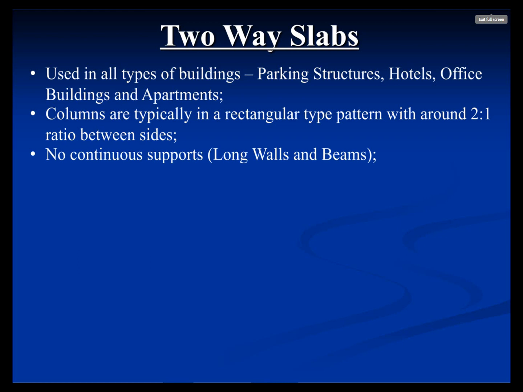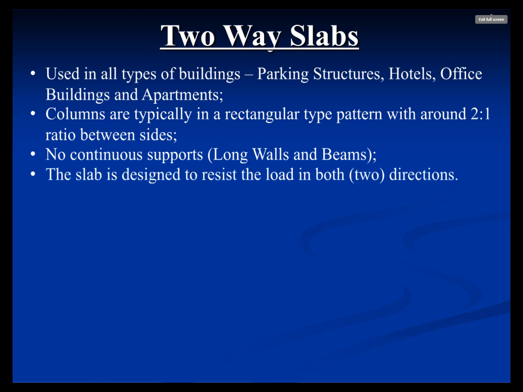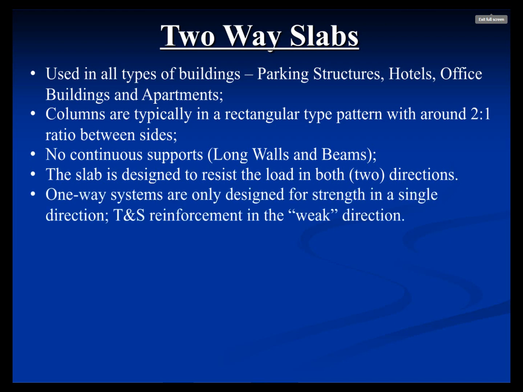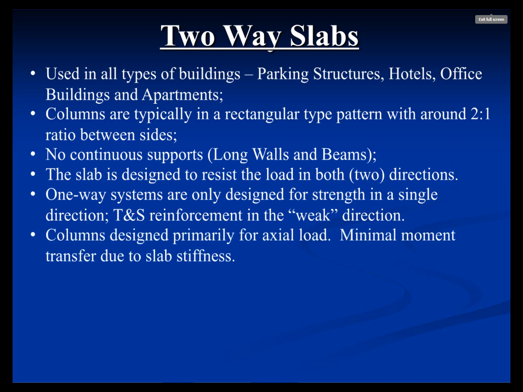Obviously, for a two-way slab, there are no long supports, no long walls, no beams. Everything on the slab spans to the columns, and the columns support it without any additional support. The name two-way means we design in two directions. Now, we always design in two directions, even in a one-way system. But in a one-way system, the slab goes, let's say, east-west, and then a beam goes north-south. So it's two-way, but it's two different elements. In this situation, the slab works in both directions. As I mentioned, one-way slabs are usually designed for strength in a single direction, and then due to their aspect ratio are for temperature and shrinkage in the other.